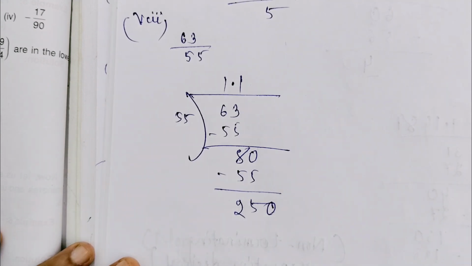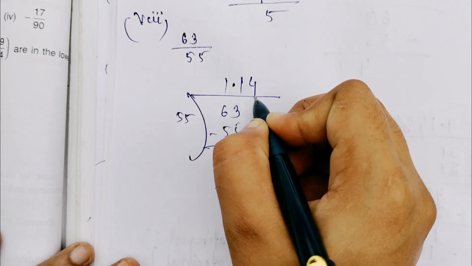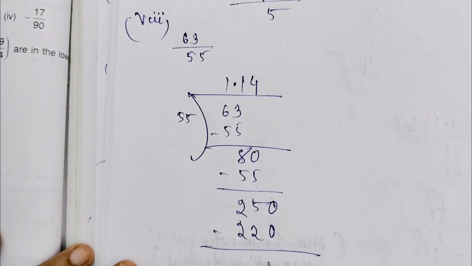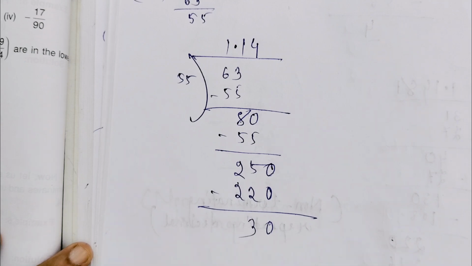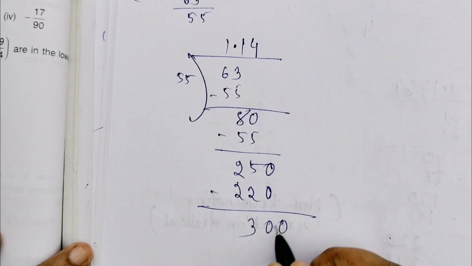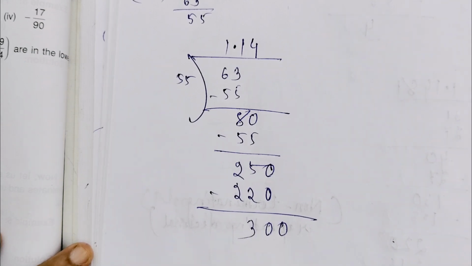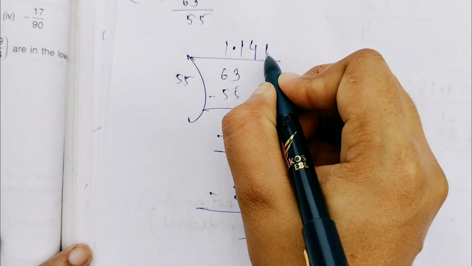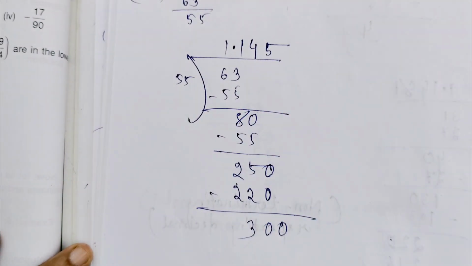250. Right, 55 4 ja 220. Then 0 minus 0, 5 minus 2, 3. Then 30 is less than 55, then we put 10, 300. Now write 55 5 ja 275.